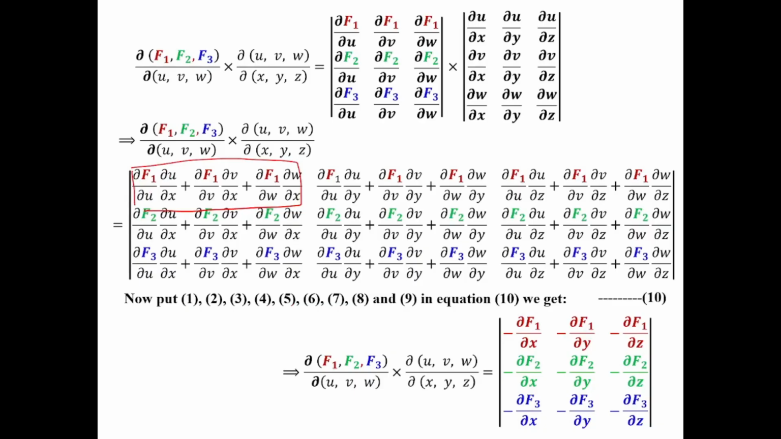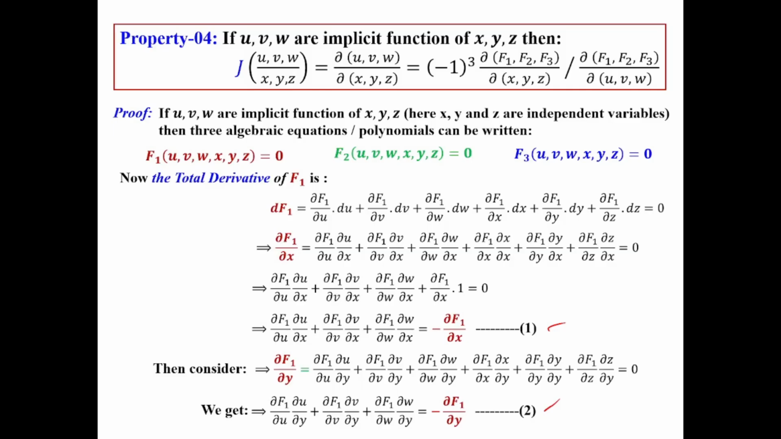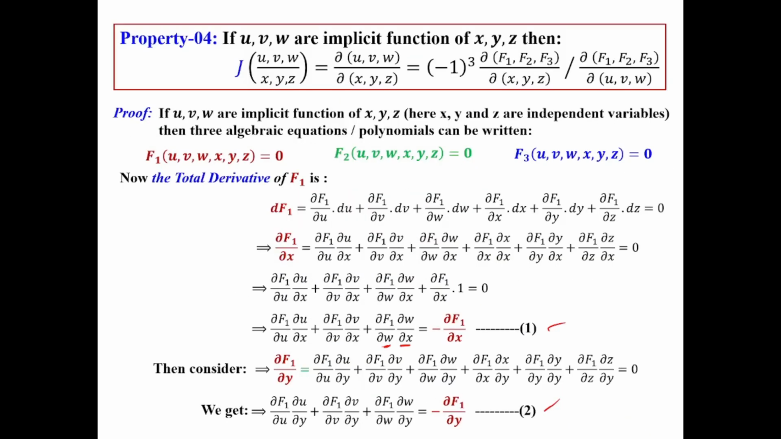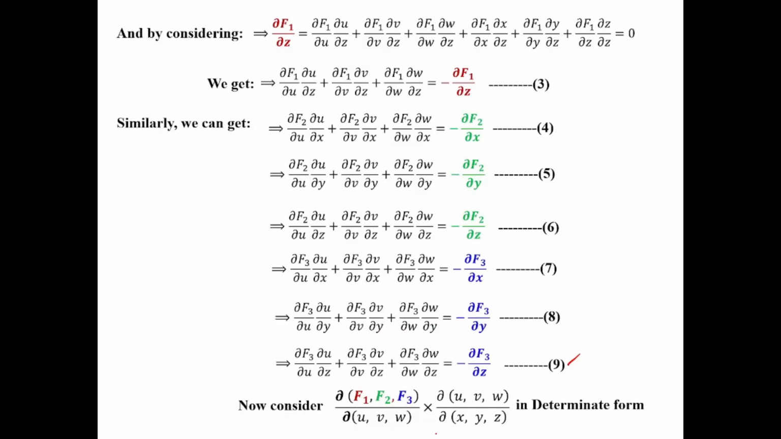Del f1 by del u by del x, del f1 by del v by del x, del f1 by del w by del x equal to minus del f1 by del x. So instead of this one we can write del f1 by del x. Here del f1 by del u by del y, del f1 by del v by del y, del f1 by del w by del y is nothing but your equation number 2 value, here minus del f1 by del y.